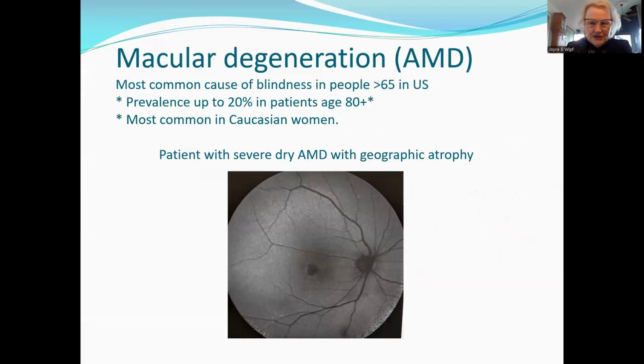So macular degeneration is the most common cause of blindness in people over 65 in the US, prevalence up to 20% in patients over 80, the most common in Caucasian women. Here's another example, but with more severe dry AMD, and you're seeing geographic atrophy, which is also called retinal holes. And you see here a large hole in the retina, in the macula, affecting vision.